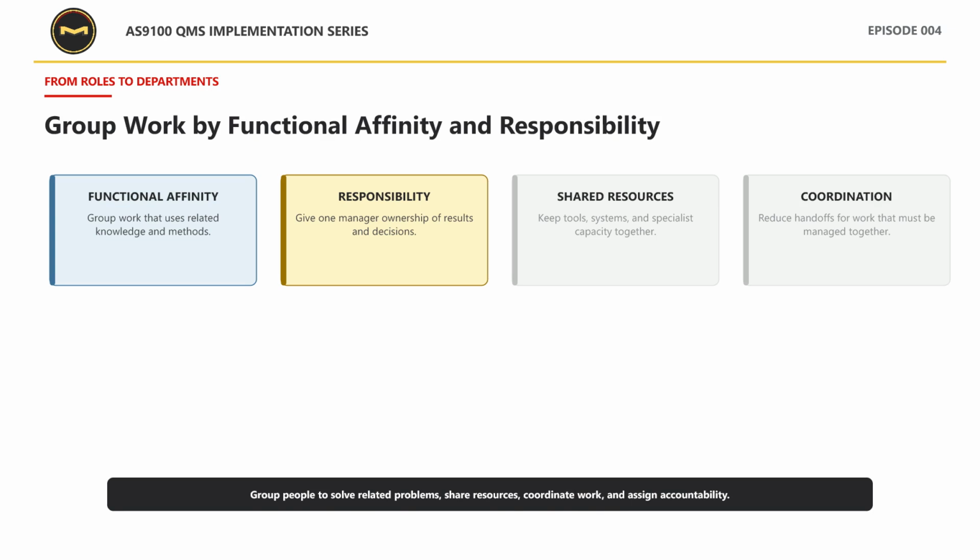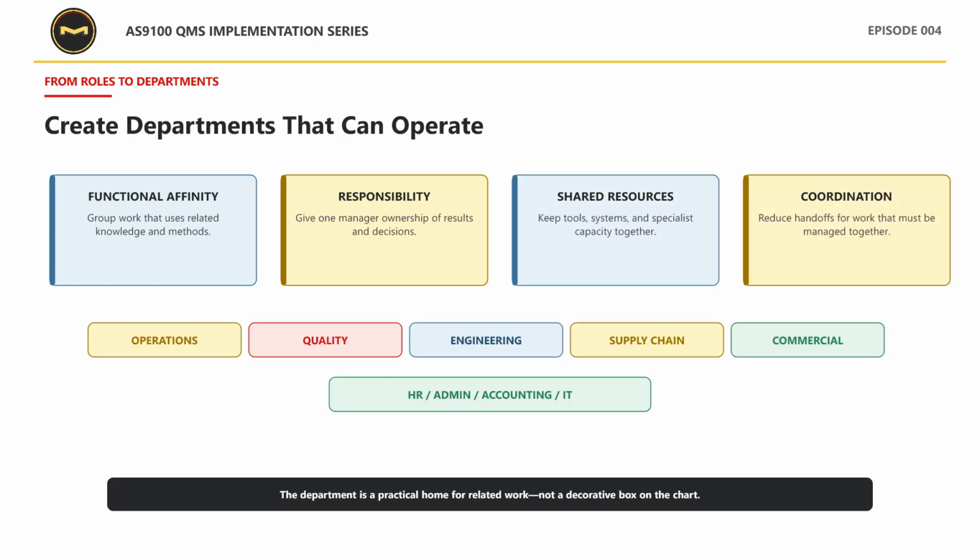Place together the roles that solve related problems, use similar methods, share resources, and require one accountable manager. Those groupings become practical departments: operations, quality, engineering, supply chain, commercial and sales, and shared services such as human resources, administration, accounting, and information technology. A department is a working home for related responsibilities, not simply another box on the chart.